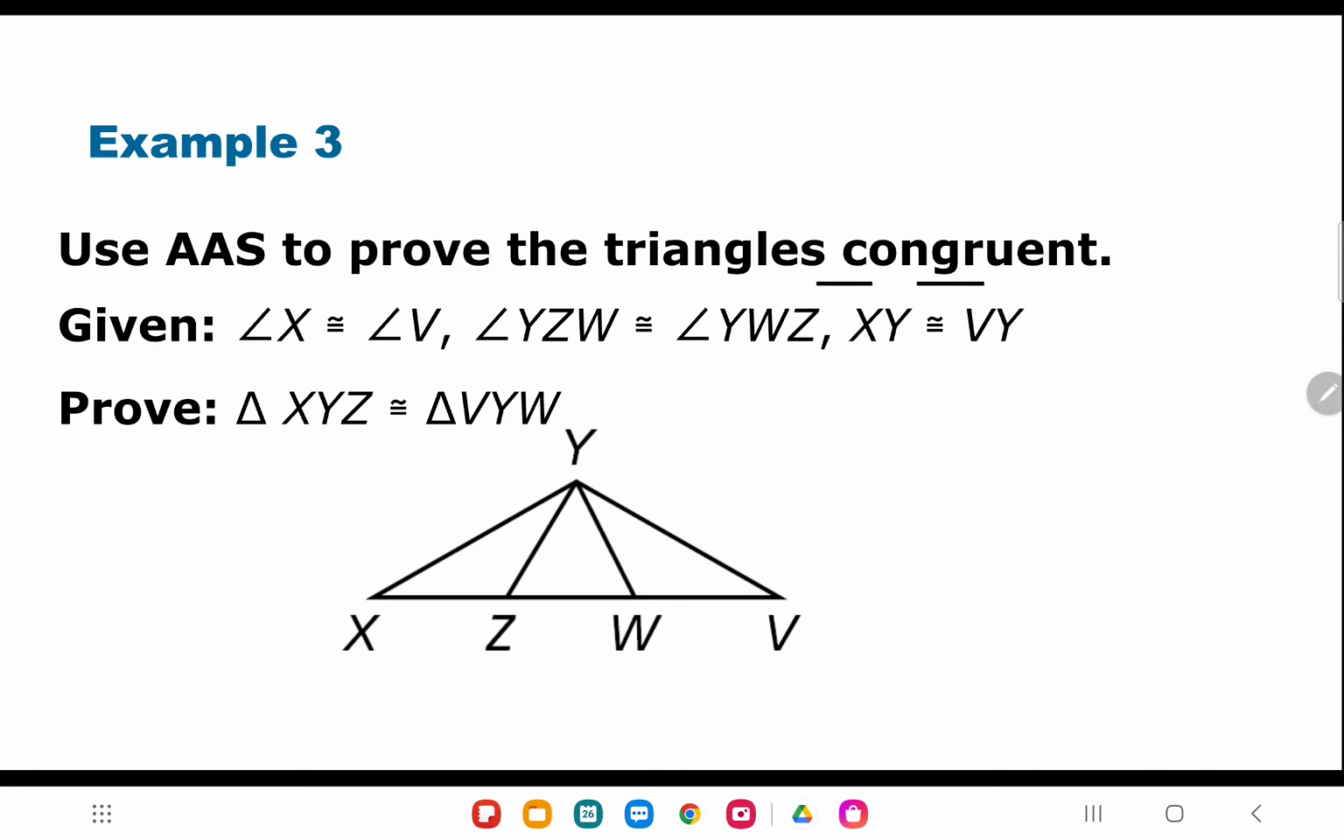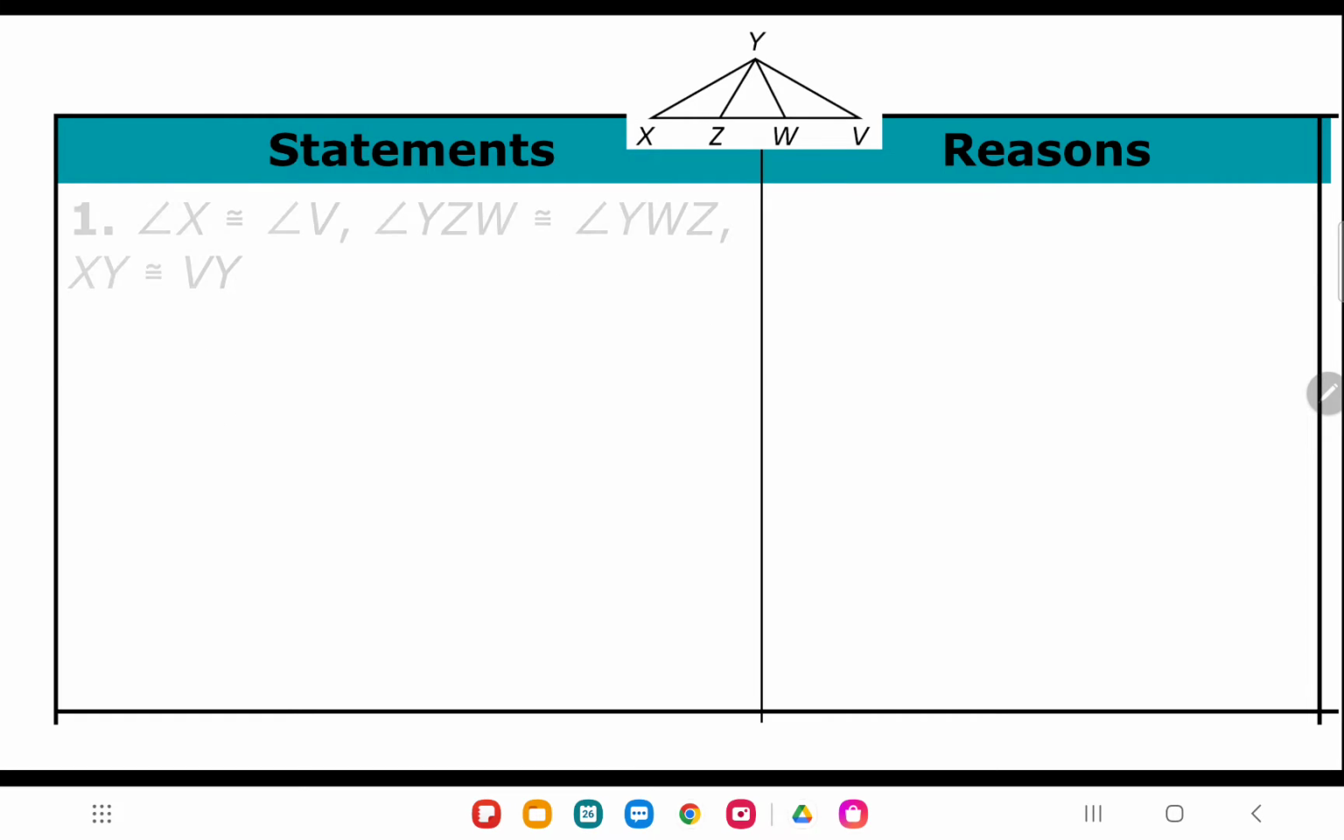Okay, in example 3, we're going to use AAS to prove these triangles congruent. Gave us a little hint there. It is AAS proving the triangles congruent. So let's see this on the next page.